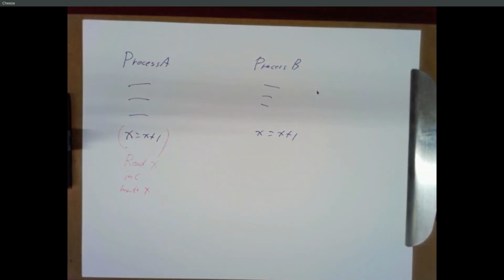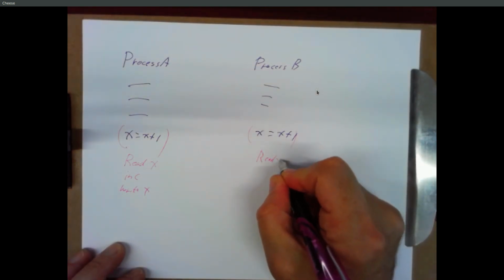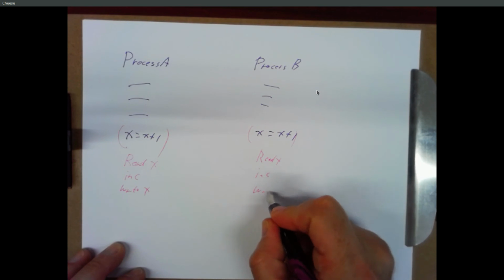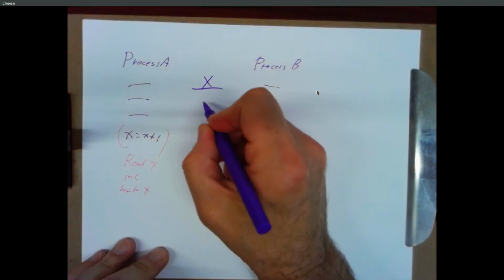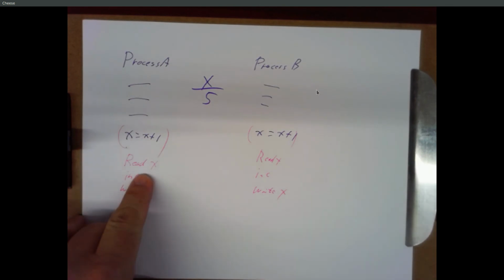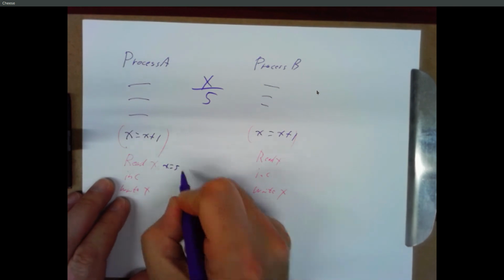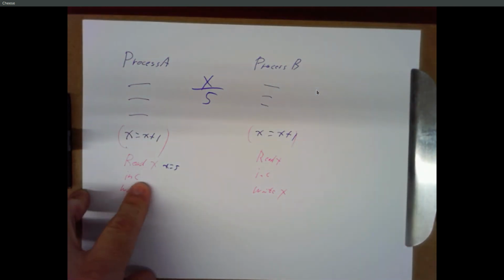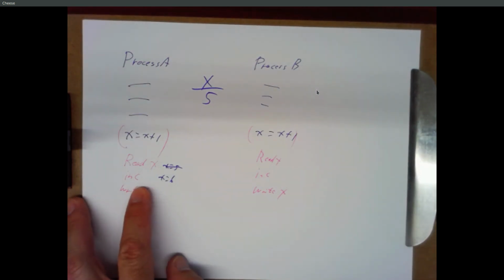This x equals x plus 1 is actually 3 steps. The first step is to read x, and then increment the value that you read, and then write x. Okay, so there's one copy of x, which is 5. So suppose process A says read x, and so it says x equals 5. And then it says increment x, so now it says x equals 6. And at that point, the JVM decides it's time for process B to run.